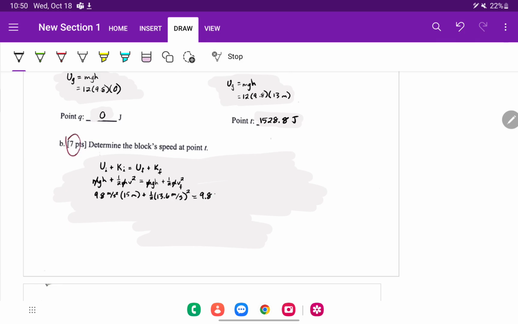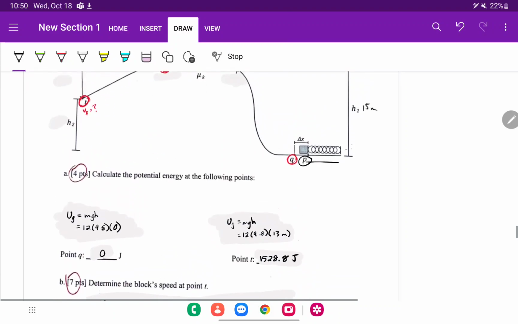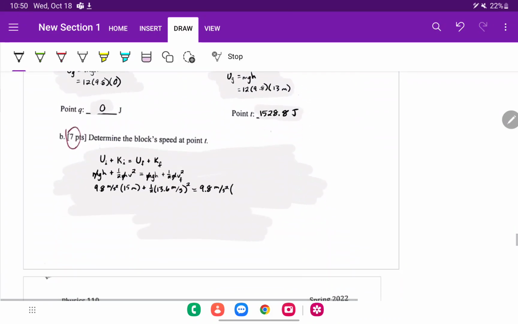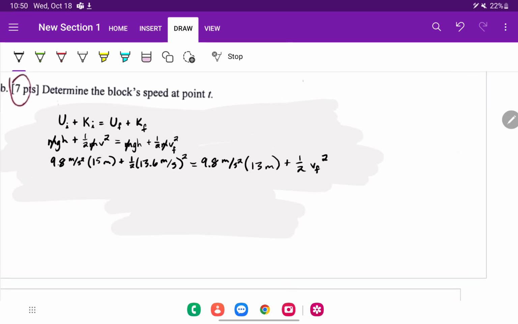And then I have a 9.8 meters per second squared again. My height at point T is now h2, which is 13 meters. And I'm going to add that to 1/2 v final squared. And v final squared is what we're trying to find, and that's our only unknown in this equation, so we know we can solve for that. So now I'm going to put all this into my calculator. I'm going to leave this step so I don't mess up.